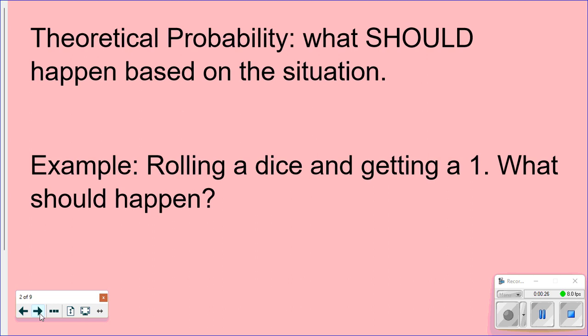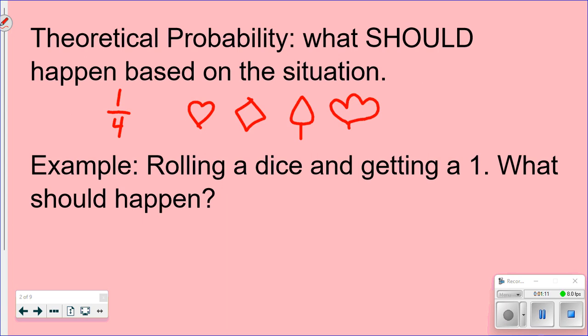So the first definition I have is theoretical probability. The definition of theoretical probability is what should happen based on a situation. So, for example, if you have 4 cards and it's hearts, diamonds, spades, and then clubs. We'll pretend that's our club. If I said, what's the probability of me picking a heart out of these 4 cards? We know that in theory, the probability of me picking a heart out of these 4 cards is 1 out of 4. That's in theory. What should happen before you do anything else?